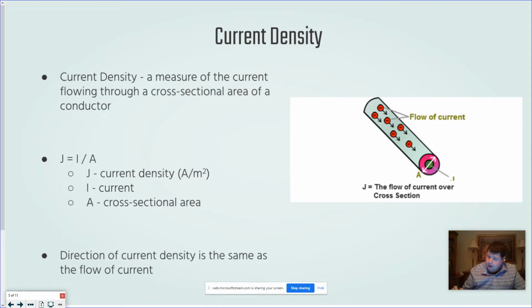If I'm thinking about a wire and I'm just thinking about a slice of that wire, it's a way to measure the current just through that little bit of wire. So current density, I give the symbol J, and it has units of amps per meter squared. And it's just the current divided by the cross-sectional area. The nice thing is the direction of this current density is the same as the flow of the current normally.